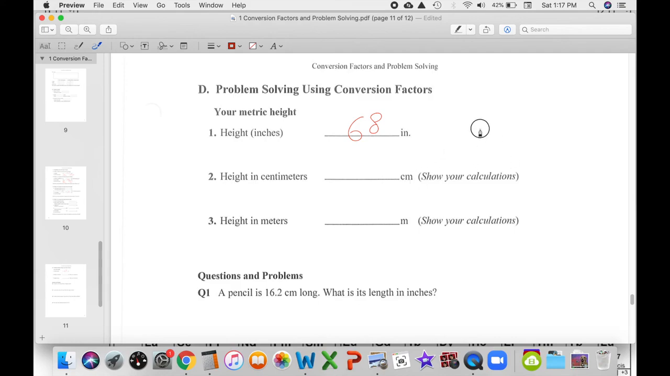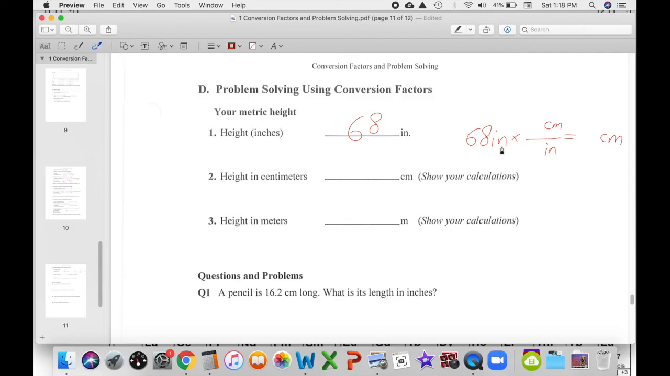So 68 inches is my starting point in my calculation, and I want to figure out my answer in centimeters, right? So I need to multiply by a particular conversion factor that's going to get inches to cancel out and leave my answer in centimeters. So I want inches to disappear. So that's going to go onto the denominator of my conversion factor. And I want centimeters to wind up as my answer. So that's going to go in the numerator of my conversion factor.